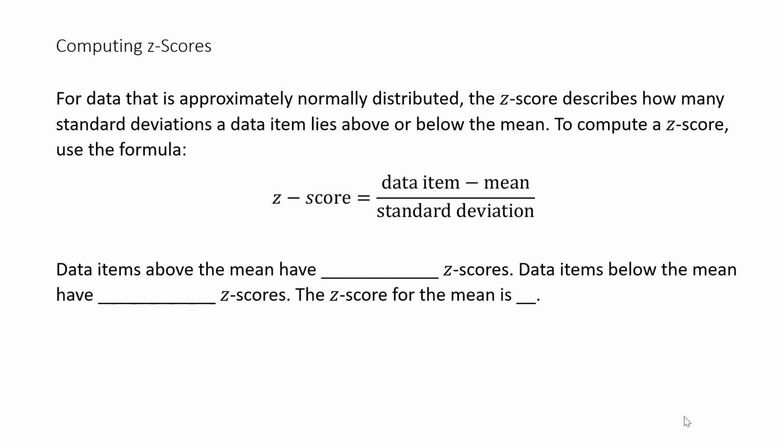Memorize this formula. Data items above the mean have positive z-scores. Data items below the mean have negative z-scores. The z-score for the mean is 0.